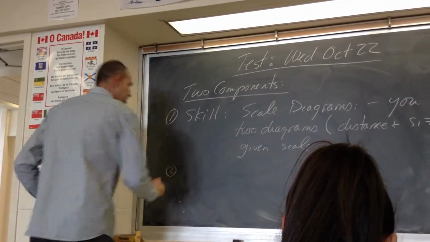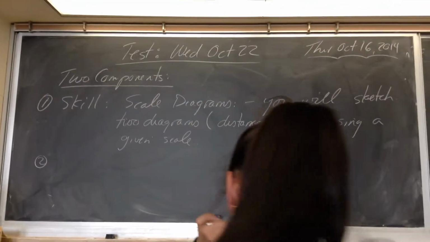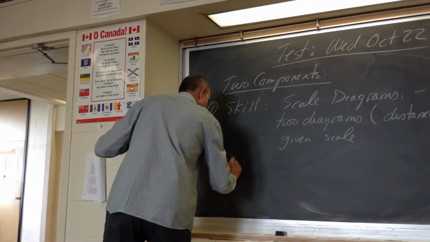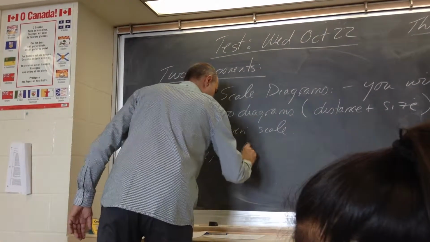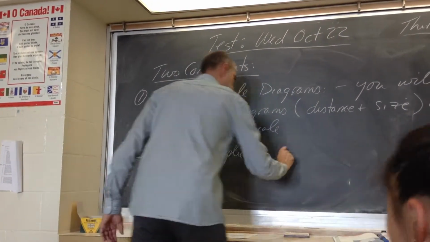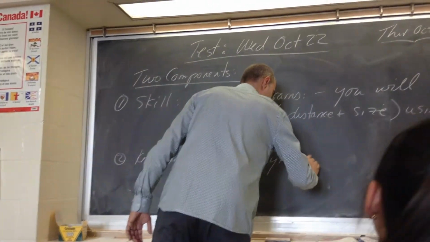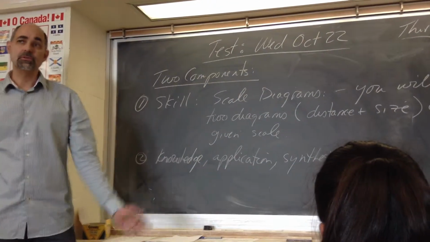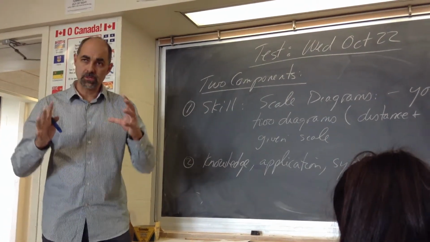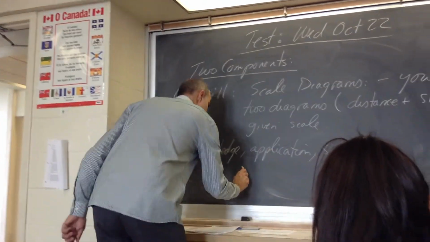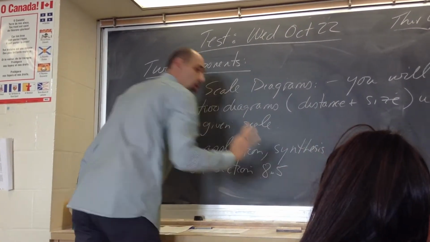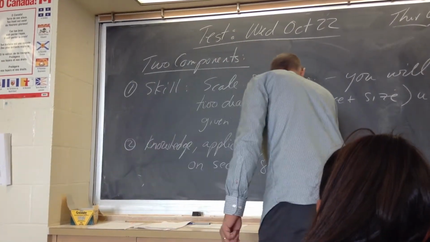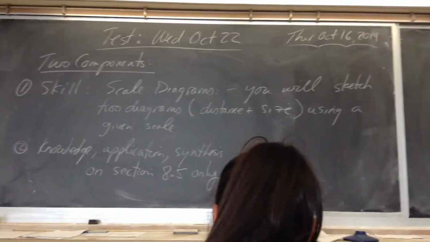The other part of the test is the knowledge, the application, the synthesis, all that sort of thing. And listen very carefully, because we've done quite a bit, but I'm limiting this test to just a small component of what we've done. It's on section 8.5 only. We have done all the way from 8.1. It's only 8.5, which is what we just finished doing with all the presentations, correct?